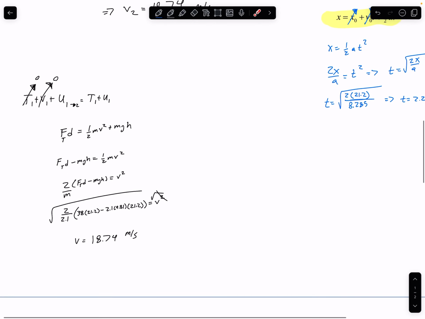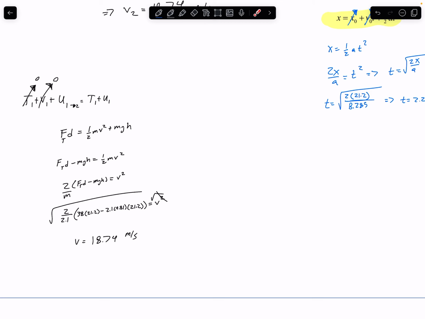Or we could do the final thing with energy, and we know at the beginning energy is equal to 0. We don't have any potential energy, we don't have any kinetic energy, but we do have work put into the system, that's U. And then by the end of this, we do have kinetic energy, and we have potential energy, because the rocket starts here and it goes up 21.2 meters. And so h is equal to 21.2.